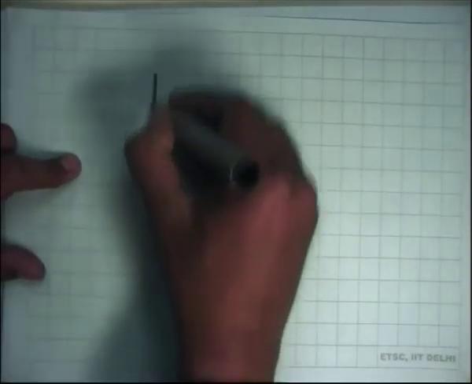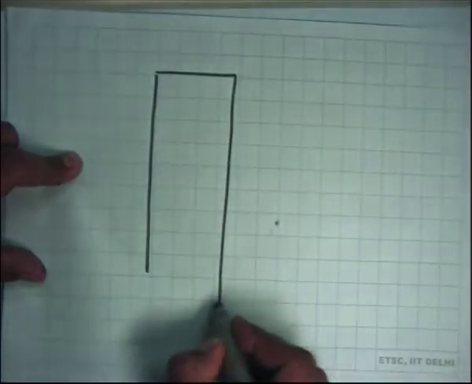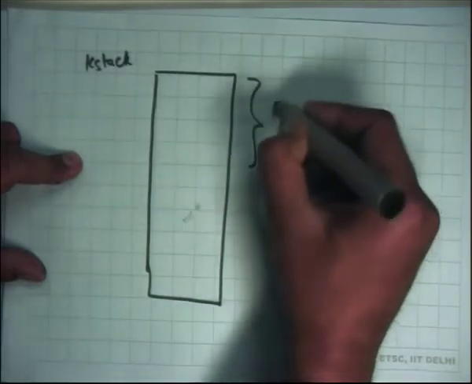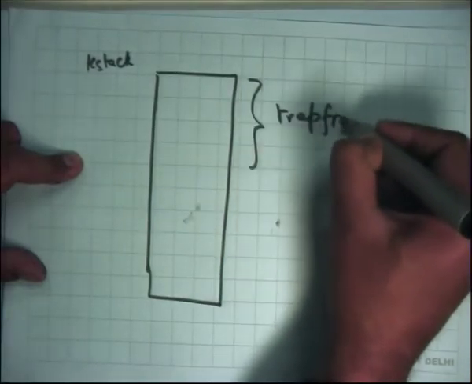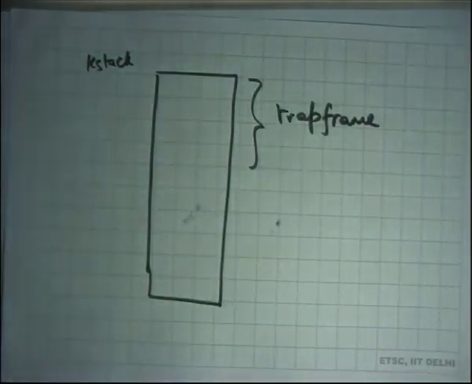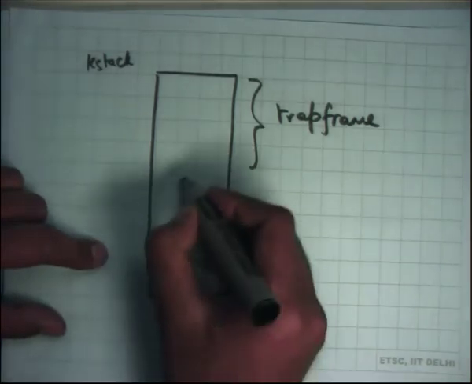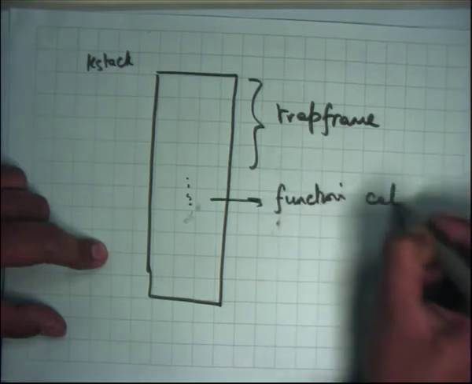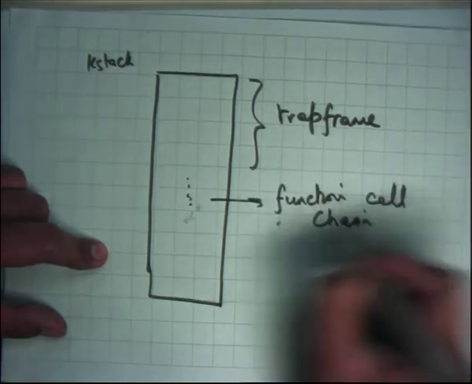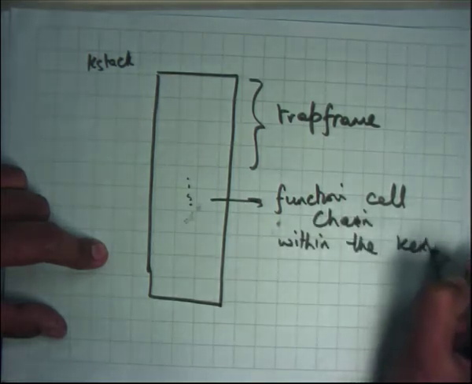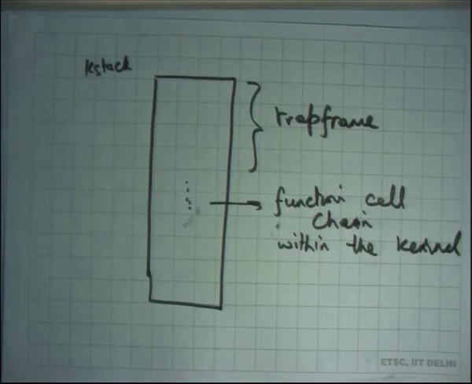So basically, if I were to draw the K stack at any point, it will initially have the trap frame, right. Then it will have some other stuff, whatever function call chain within the kernel, right. So the handler will push all these registers, and then it will maybe call some function, right, depending on what vector it was.